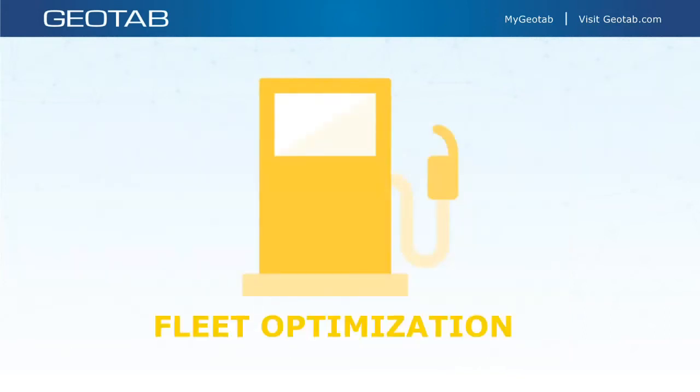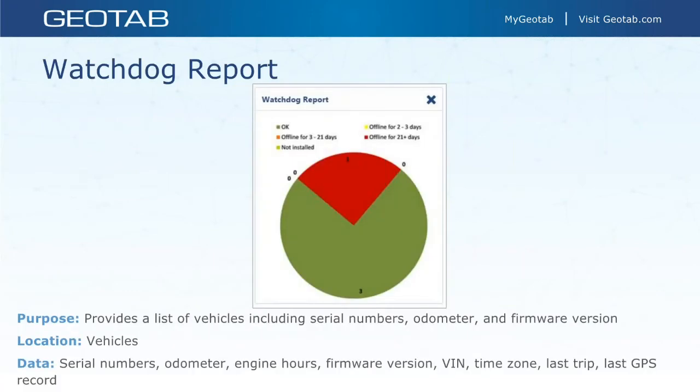So pillar number 3, we're going to get into fleet optimization, and this is mainly dealing with engine data, engine faults, fuel, keeping your vehicles on the road, keeping them healthy, running them efficiently. One report. Hopefully you know this one. This is the Watchdog Report, and this just shows you if your vehicles are communicating. How many are communicating? How many are not communicating? How long have they been not communicating for?